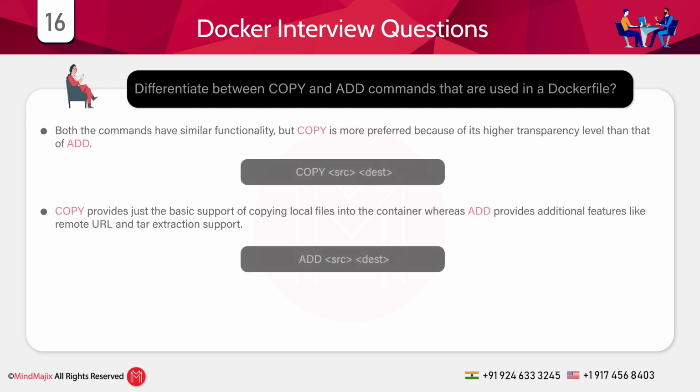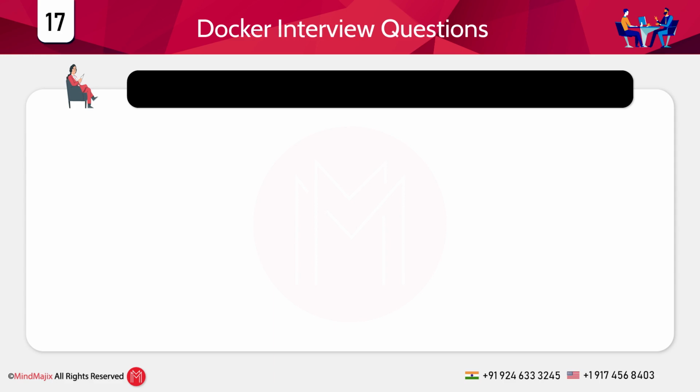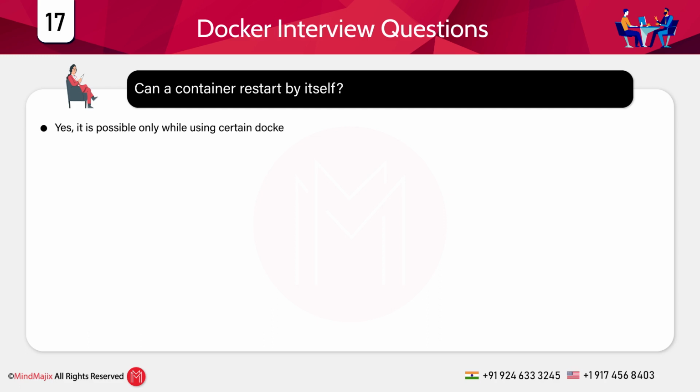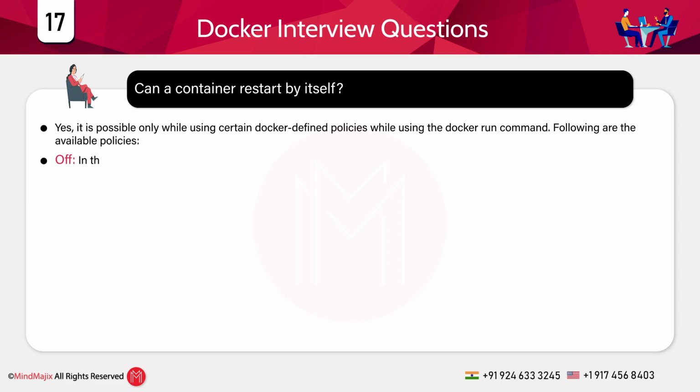This is the difference. Now question number 17, can a container restart by itself? Yes, it is possible only while using certain Docker defined policies. While using the docker run command, these are the available policies, the 4 policies we need to follow to restart the container by itself. The first policy is off. In this, the container won't be restarted in case it's stopped or it fails. If the container is already in stopped or failed mode, then it cannot be restarted itself.